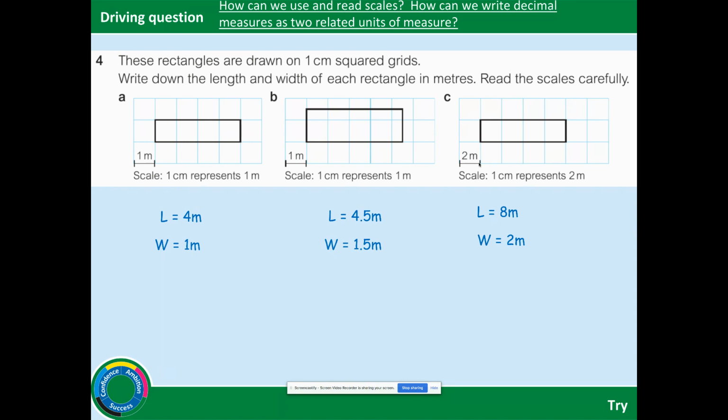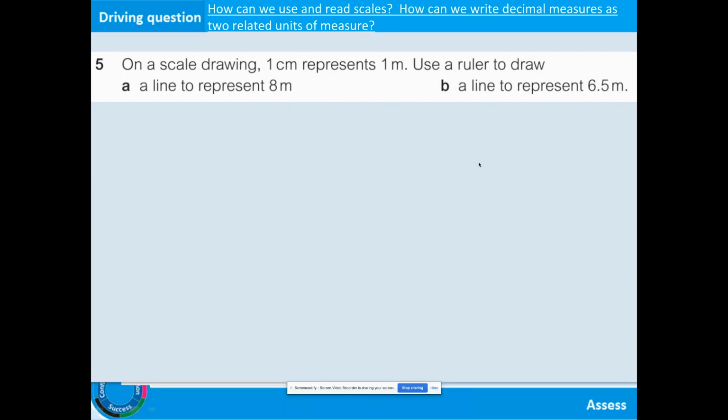Question 5. On a scale drawing, 1 centimetre represents 1 metre. Use a ruler to draw a line that represents 8 metres and a line that represents 6.5 metres. So just press pause while you draw your two lines.